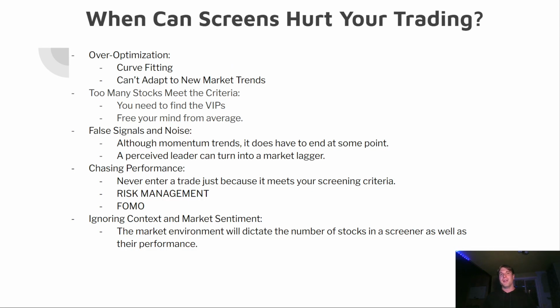I know that's kind of talking over each other, saying two things, but that's the balance you have to find. So that's where over optimization can hurt you. If too many stocks meet the criteria, this is going to be a hindrance to you as well because you're going to be looking at too many things and you can get overwhelmed. You're also going to be looking at things that maybe you shouldn't be because they're not as good as what they could be. So this is where this first point here, you need to find the VIPs, comes in.